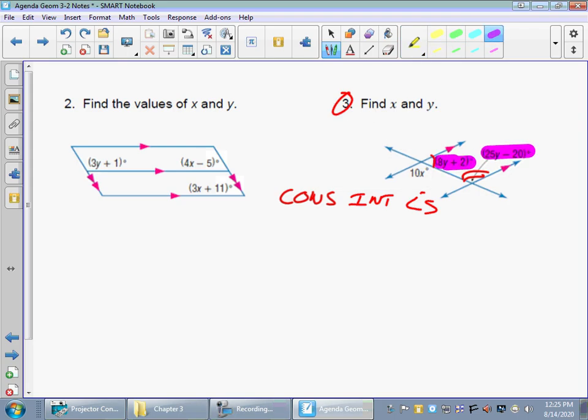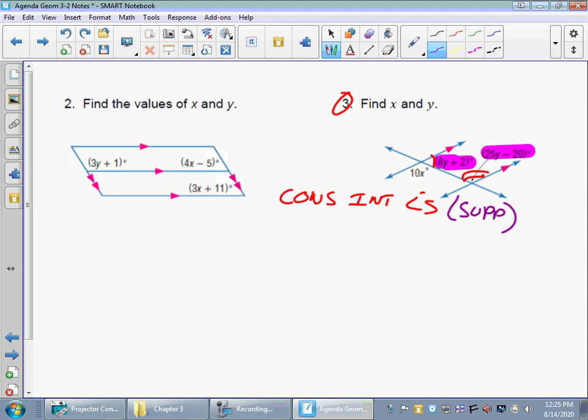These are the two things we have to use because they both have y's, okay? They both have y's. So if we look at that and say that their relationship is that they're consecutive interior angles, well, what that does is it tells us that they are supplementary. So because they're supplementary, they're going to add to 180.